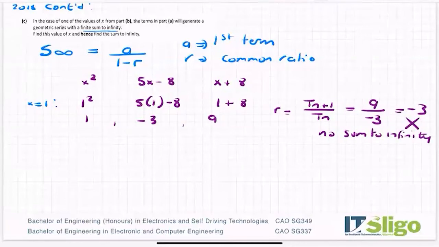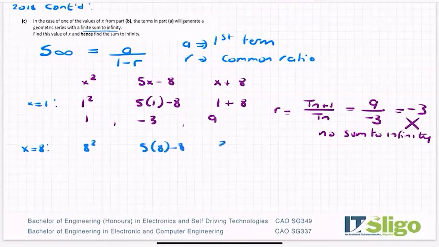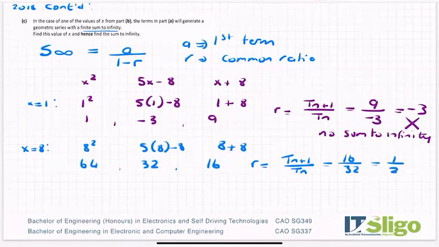Let's try my other one, which was x is equal to 8. Let's see how I get on. So in this one, I'm going to get 8 squared. I'm going to get 5 times 8 minus 8, and then 8 plus 8. So 8 eights are 64, 5 eights are 40, minus 8 is 32, 8 and 8 is 16. That looks okay. So it's still equal to Tn plus 1 over Tn. So let's go 16 over 32. So I'm getting a half for that one. So that one is going to sum to infinity.